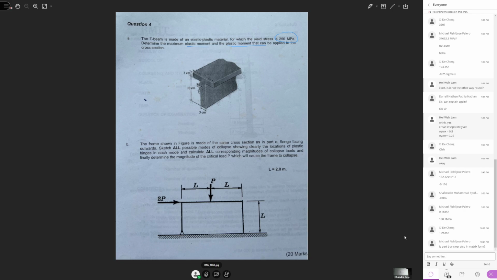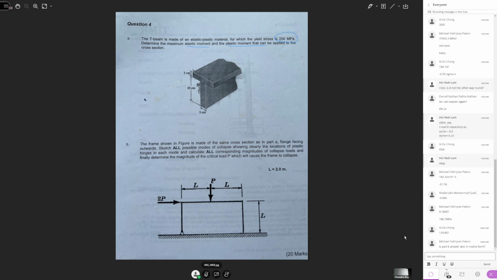For the plastic moment, you need to first divide this area into zones of compression and zones of tension. Then you need to establish the neutral axis. Once you know the neutral axis, you can calculate the plastic moment and elastic moment. You can refer back, as we have done a very similar question for one of your assignment questions. Then I'll move on to the bottom bit.